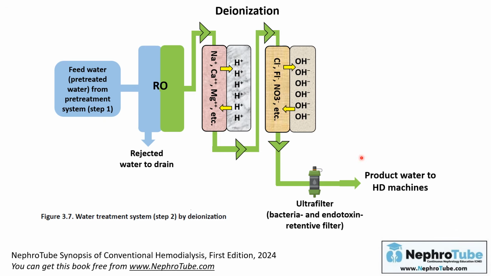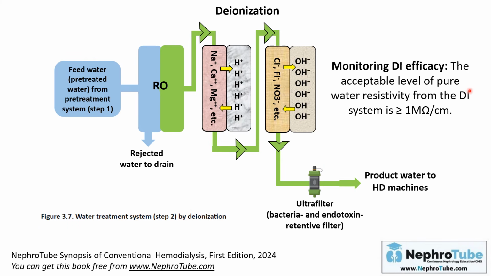An important point in deionization, this is an obligatory step, it must be followed by an ultrafilter, not a submicron filter. Ultrafilter, that is the bacteria and endotoxin retentive filter. Why? This is because the deionizer mixed beds or resins are a good media and can promote bacterial growth, which can contaminate the water coming out. That is why it must be followed by an ultrafilter.